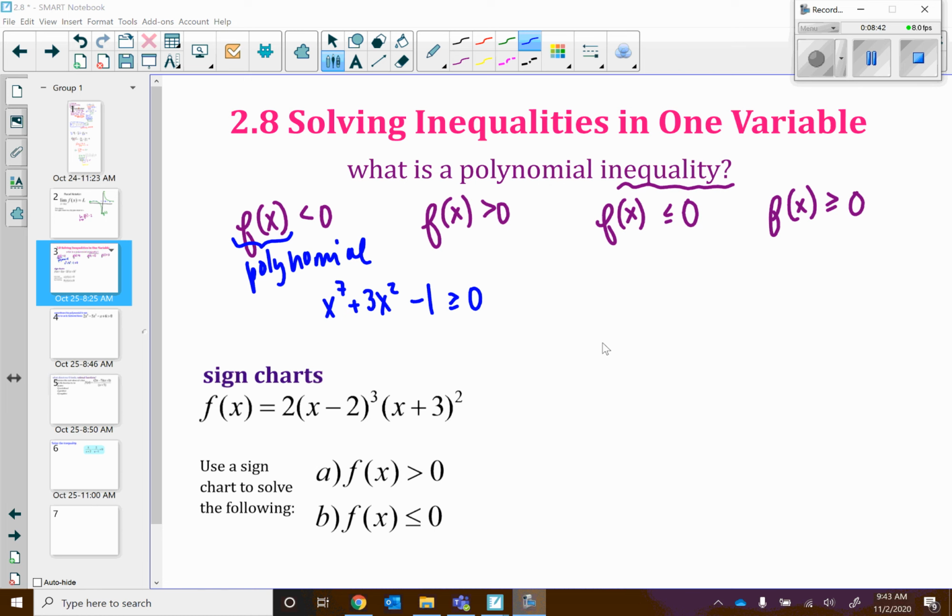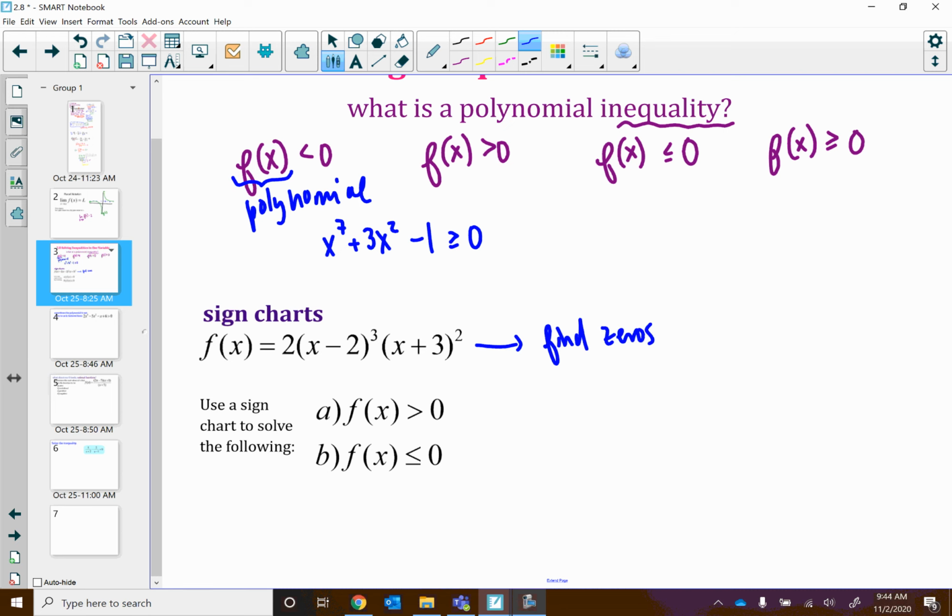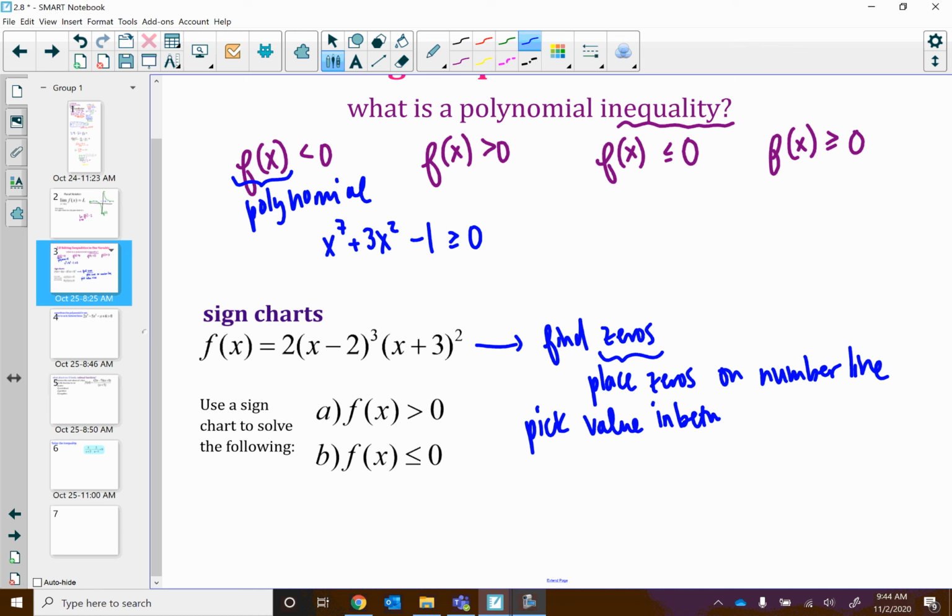In this section, we are going to use sign charts to determine whether a function is positive, negative, or 0. And we've actually done this before, so we're going to work through this example in class, but I'm going to give you a couple reminders. The first thing we do here is to find the zeros. And once you have those zeros, you place the zeros on a number line. And then remember, we are going to pick a value in between those zeros to see if the function is positive in that range or negative in that range.